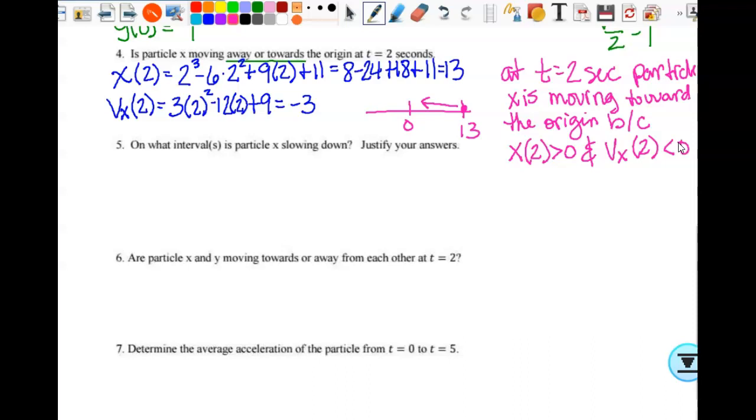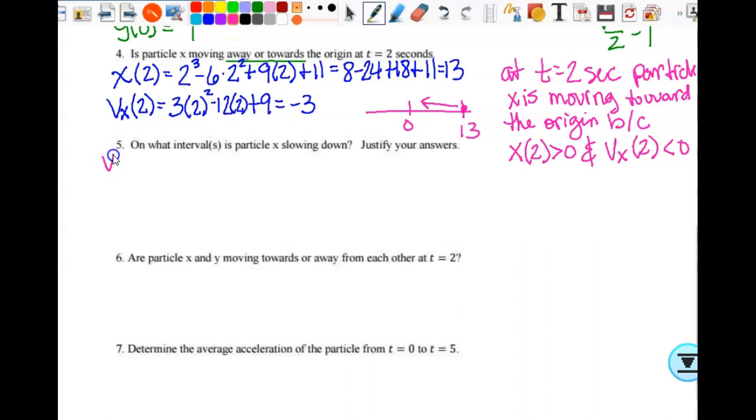All right. So now I want to know about slowing down. How do I figure that out? Sign chart. Okay. Slowing down. What do we have to know in order to, what are we looking at if it's slowing down? Velocity and acceleration. Velocity and acceleration. All right, so velocity and acceleration.